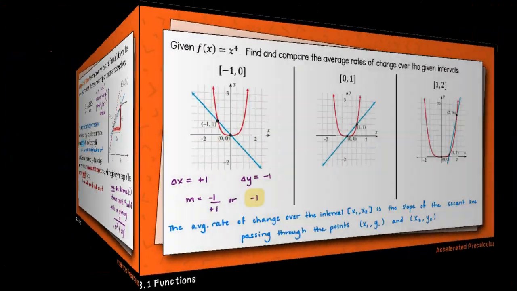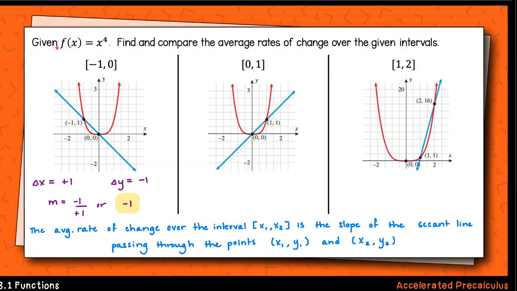Let's practice finding the average rate of change for a quartic function, f of x equals x to the fourth, for 3 different intervals. Starting over here on the left, we have the interval from x equals -1 to x equals 0. We can use the equation or the graph to evaluate the function at each of these inputs. We can see that the secant line drawn through these 2 points has a negative slope, so the average rate of change will be negative.